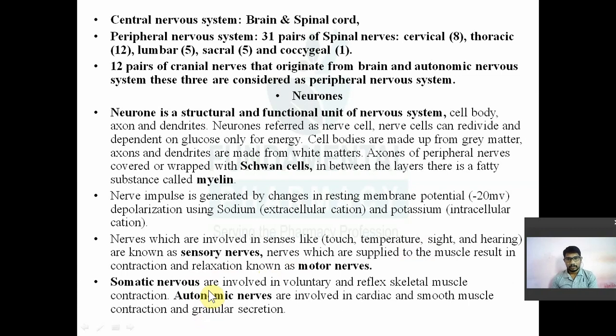For example, nerves of skeletal muscle. You can contract the skeletal muscle and do different actions using your hands and arms. That is under your control, so that is known as somatic nerves. And autonomic nerves are not under your control. For example, nerves supplied to cardiac tissue, to the smooth muscle of the GIT and kidney, and different glandular secretions, which you cannot control. That is the autonomic nervous system.